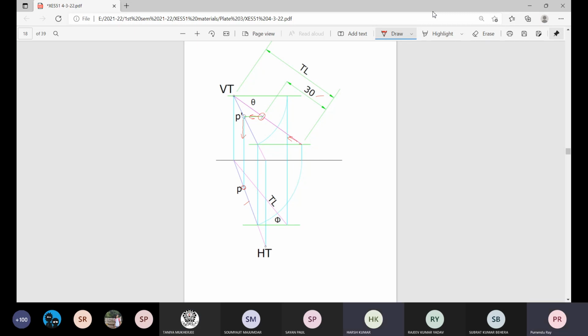Sir, which problem number is this? Actually, the question is not given to us, so we couldn't relate the solution.